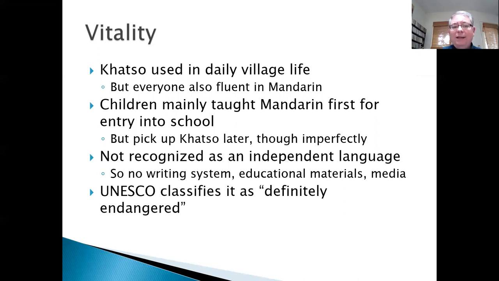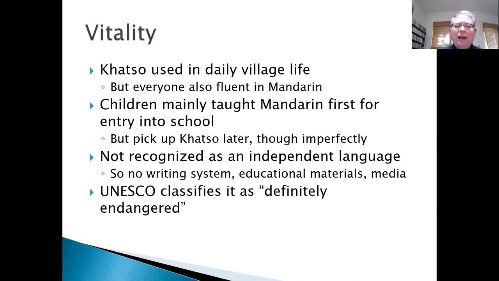This has been going on for decades. The children do learn Khatso because they hear it around them, but more and more they're learning it imperfectly. Their vocabularies are not as large, and their pronunciation is becoming a little bit more Mandarin-like. And so we're seeing a slow erosion.